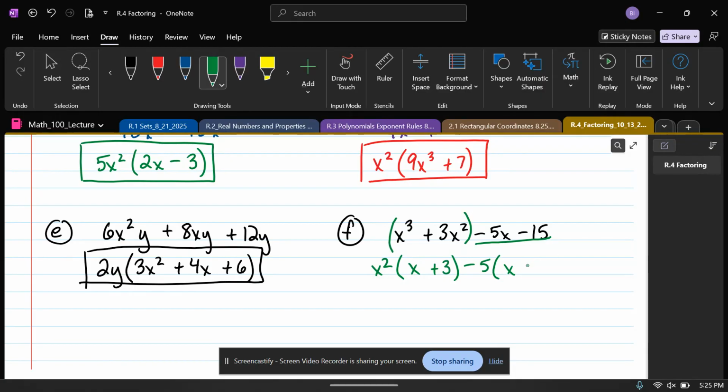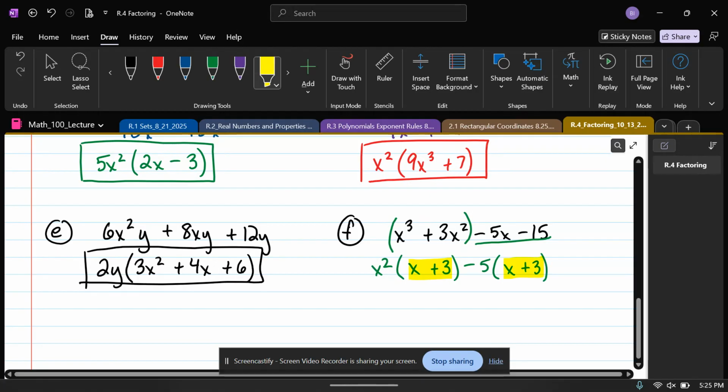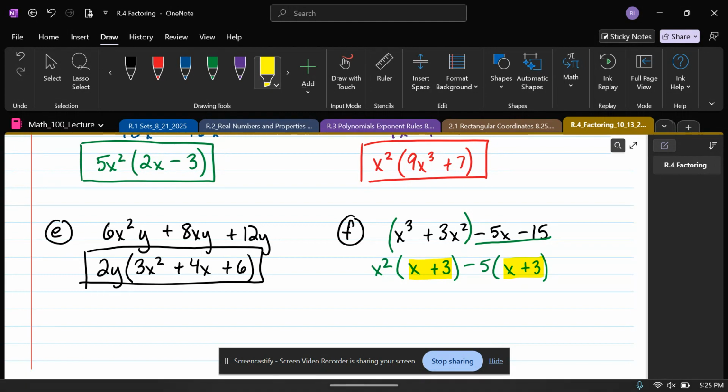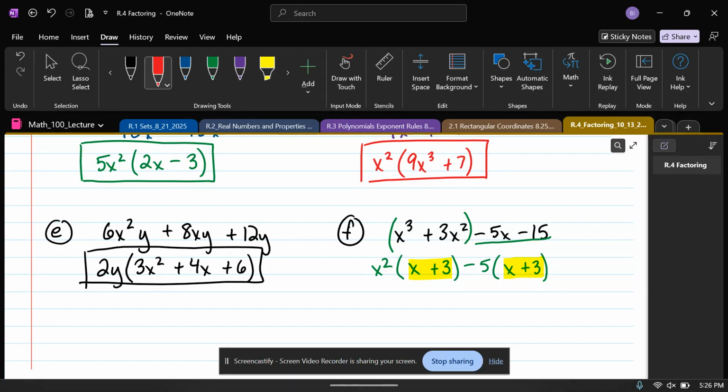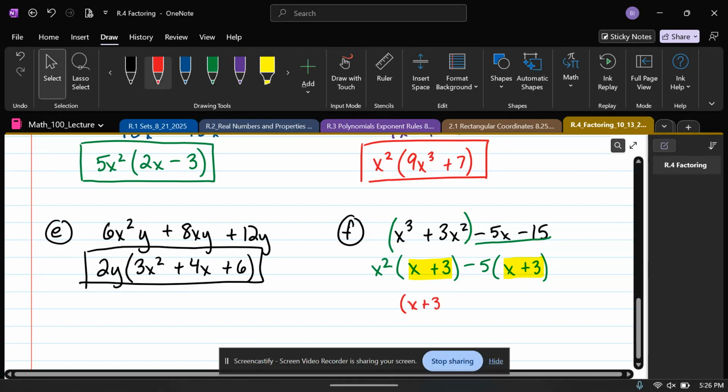X plus 3. Notice that those two parentheses match. If they don't match, something's wrong. Okay? Either it won't factor or I didn't get the GCF out. Okay? Those parentheses have to match. Now, the last step is to rewrite this in factored form. One of the factors is going to be the two that match, the two that are highlighted. So you've got the x plus 3, and then you've got x squared minus 5.